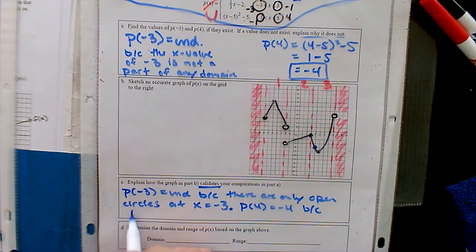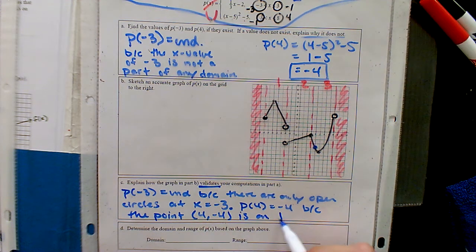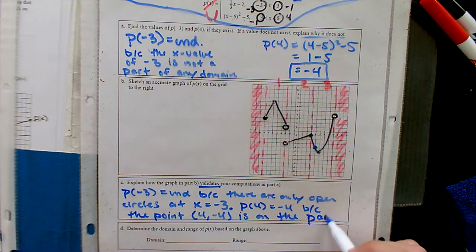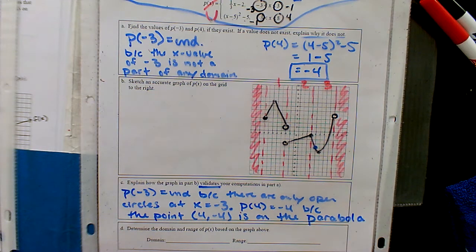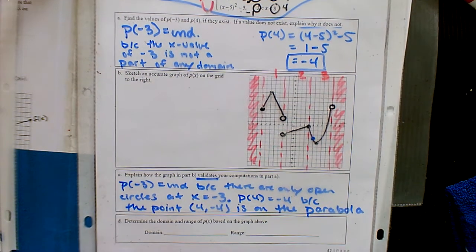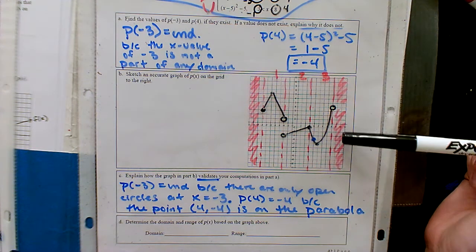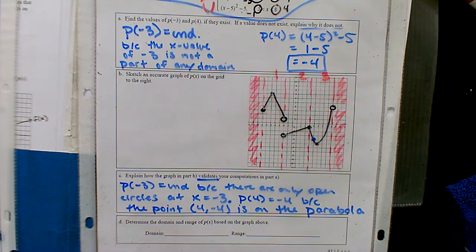So P of 4 equals negative 4 because the point 4 comma negative 4 is on the parabola or on the graph. Again, connection. The graph validates the work, the algebra, the computations. Last but not least, we're going to check out domain and range. We did this a little bit yesterday on the homework problem, which was kind of an involved graph. This is another involved graph, so this is going to be good practice.